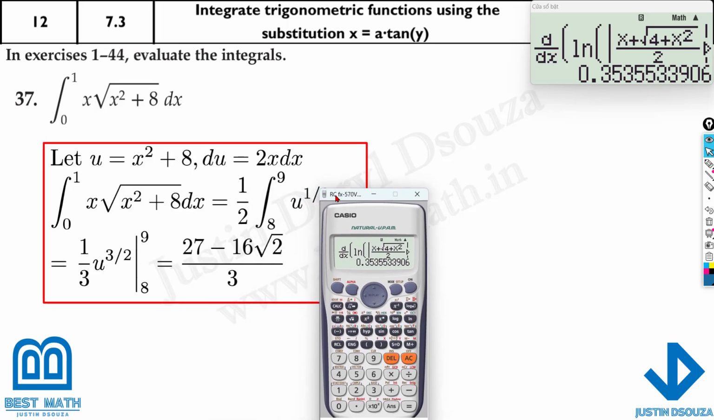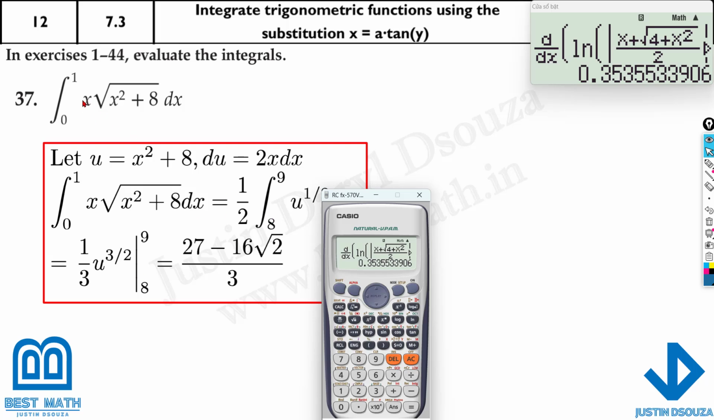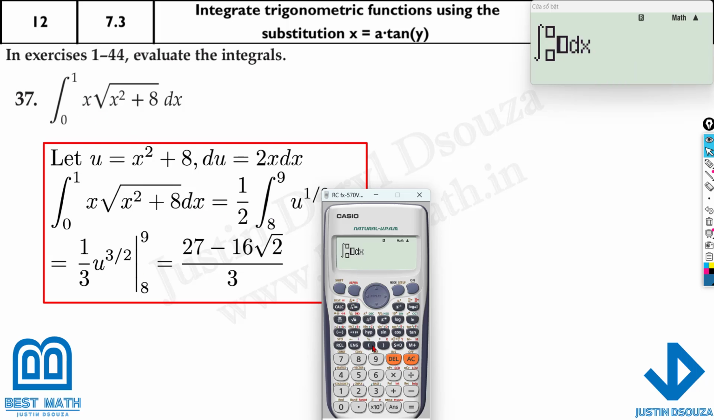We have a numerical value. You can see this is a numerical value. Now we just put this integral, x multiplied by square root of x squared plus 8, and then we have here 0 and 1. The value is 1.457, but if I solve this up, let me show you, it should be 1.457. That is 16 square root 2 divided by 3. And you can see it's 1.4575.